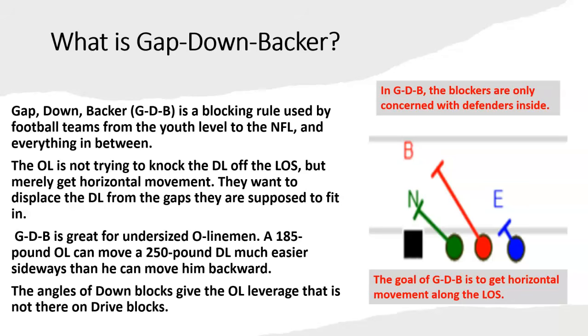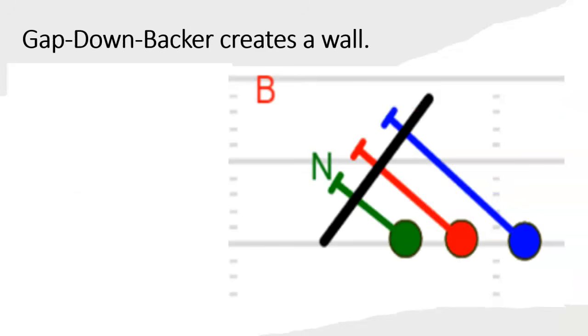Pause for a second for screenshots. There you go. Okay? Gap down backer blocking creates a wall. This wall I call the rump line. Again, some of you longtime listeners on other videos talking about the power and the counter know what I'm talking about. It's a line of rumps.